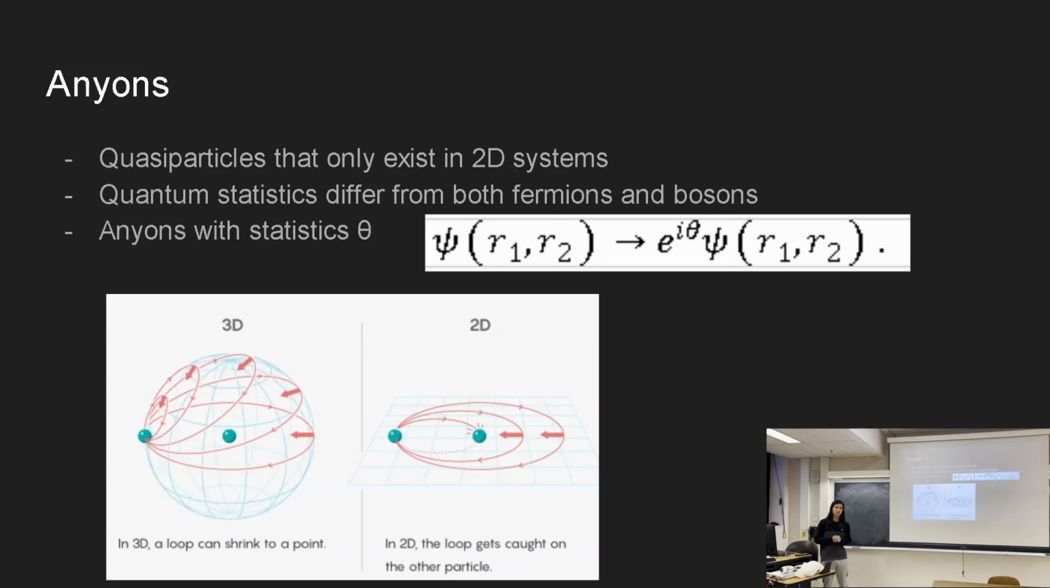But in 2 dimensions, it's different. In 2 dimensions, theta can be something that's not 0 or pi, which means that if you exchange particles in 2 dimensions and you exchange them again, counterclockwise again, it's not the same as not doing exchanges.